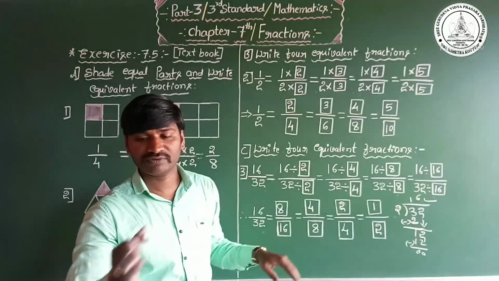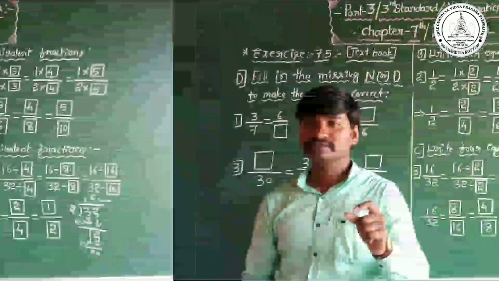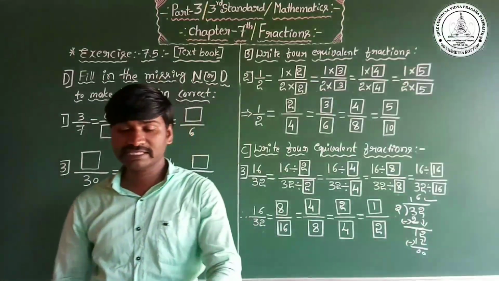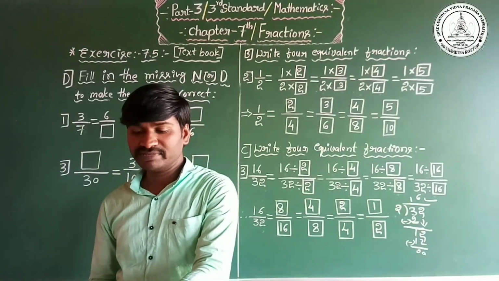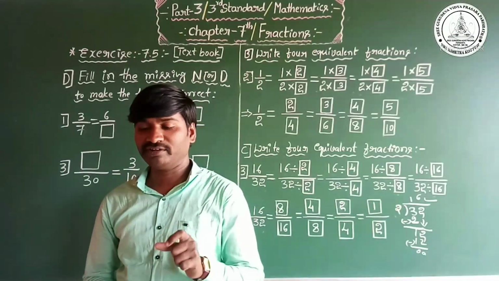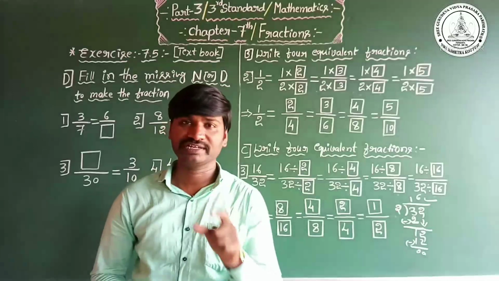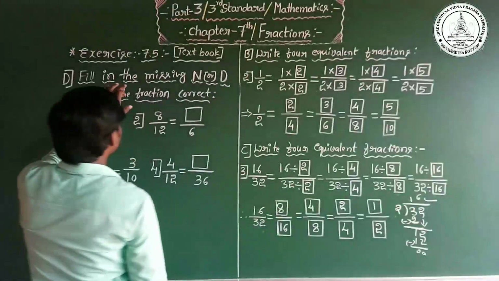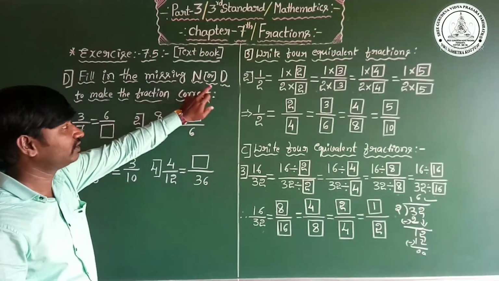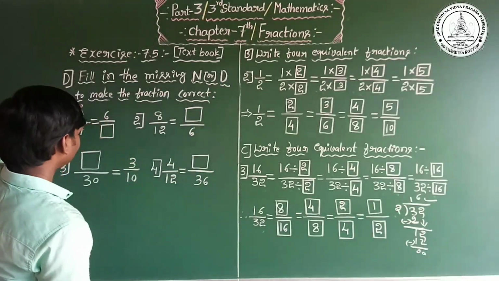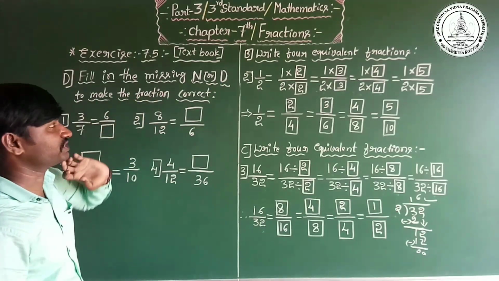Okay, dear student. The rest of the questions, the second one, are your homework. 7.5 D main. Next main is D main. Fill in the missing numerator or denominator to make the fraction correct. N means numerator, D means denominator, to make the fraction correct.